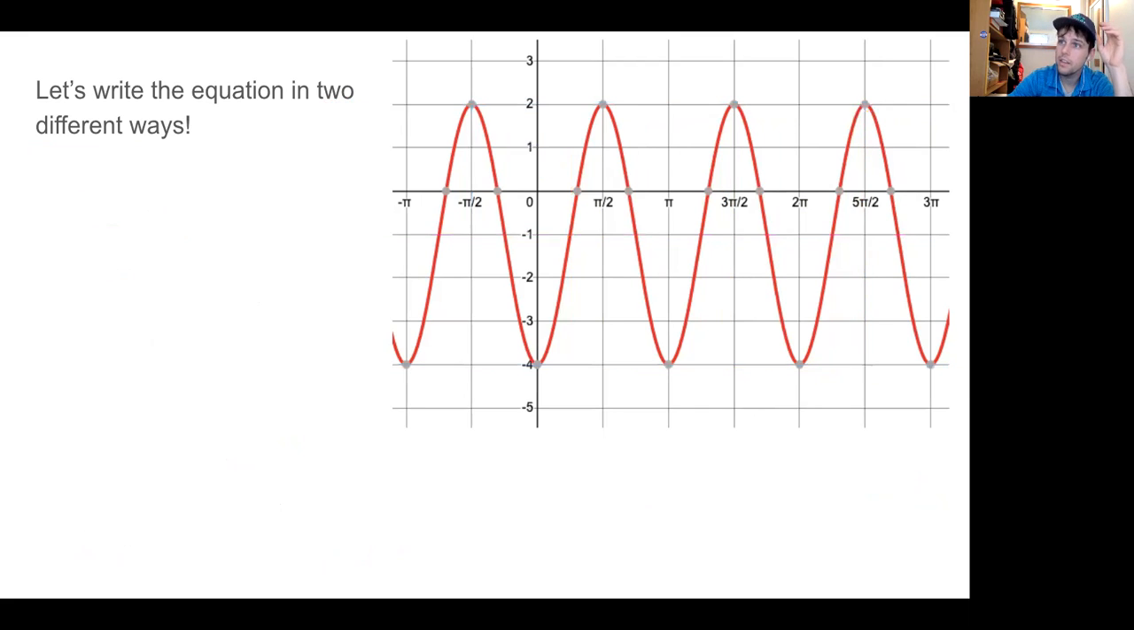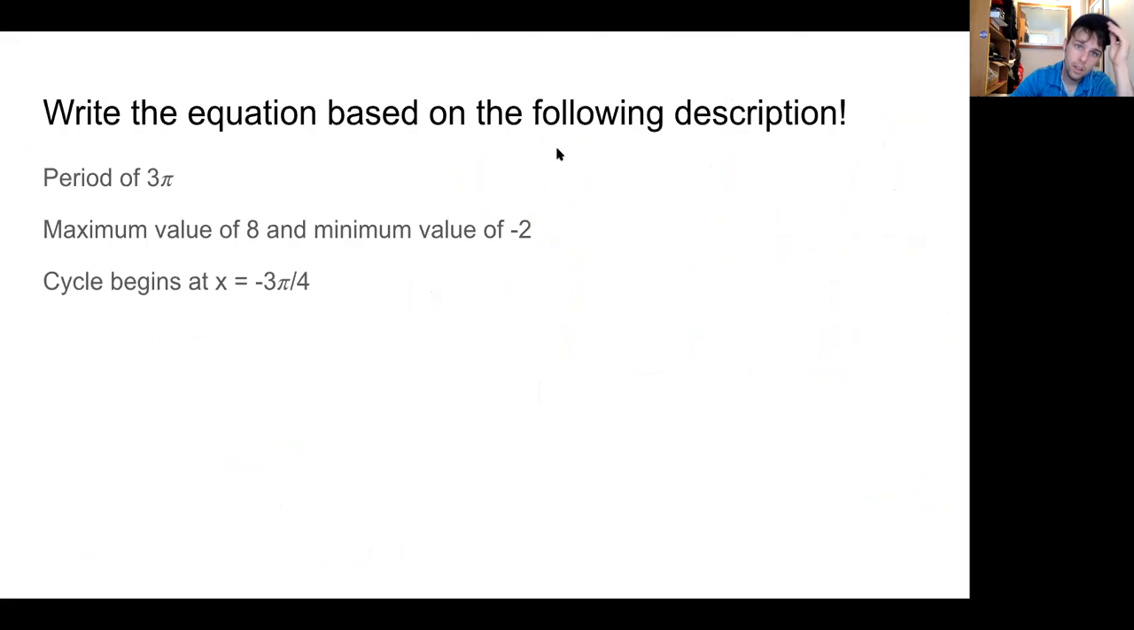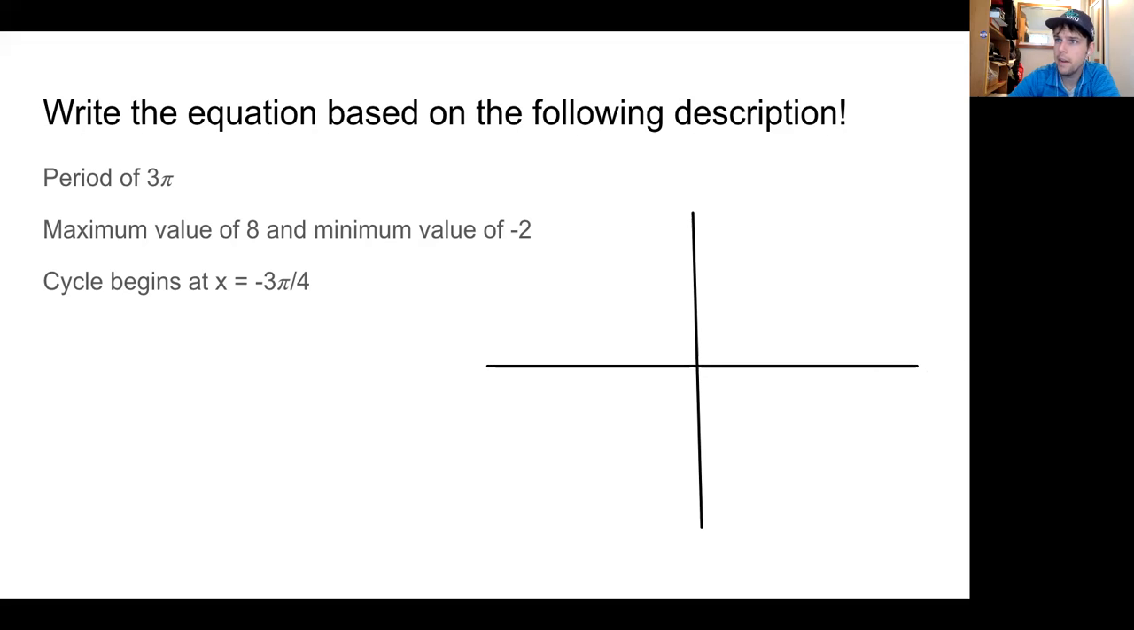All right, I'm going to clear this. Let's go ahead and do this last example, just writing an equation based on a description. So just some words here for us to use to figure out what the different values are. I'm going to draw a graph, just might be necessary, might not be. Depends on how you feel about it.